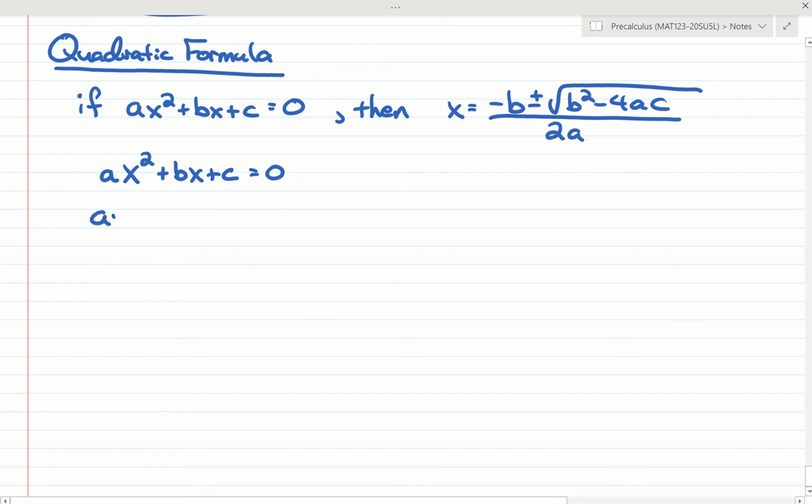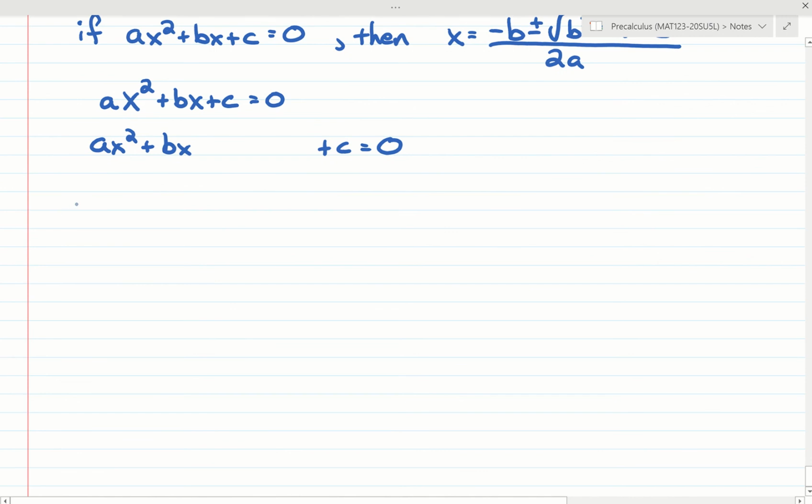Now the first step to complete the square was that we isolate the x's. So that c doesn't have an x, so it's going to get out of the way. The next step was we factor out the leading coefficient, which is a. I'm going to divide each of these terms by a.